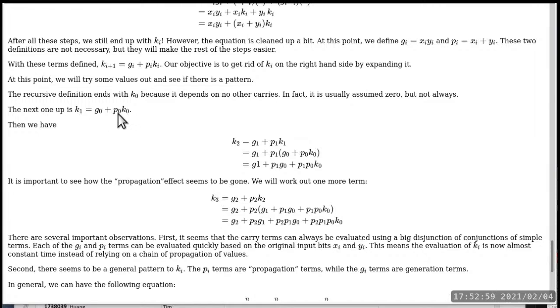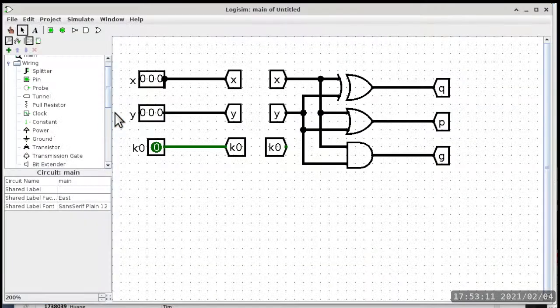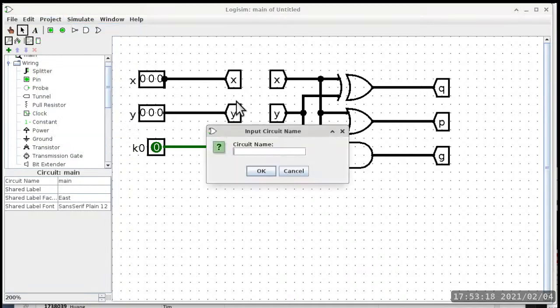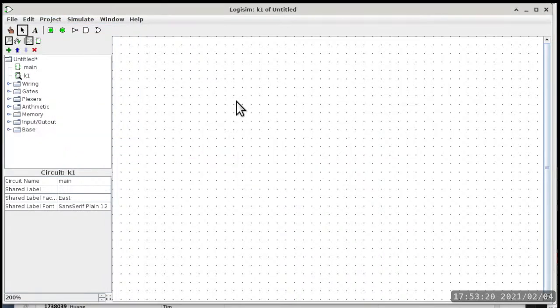The important part is it's not just G itself, it's not just P itself, it's not just K itself. We need just one of the bits of the G and the P's. So when we create that subcircuit, we go to Project and then Add Circuit, and we call this one K1, because it really is just used to compute bit 1 of the carry.